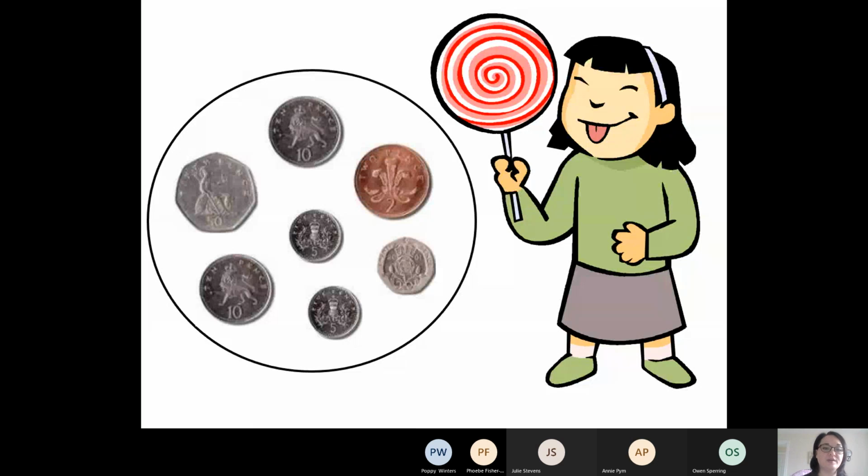And we talked about the 3 coins that she should pick if she wants to have as many sweets as she possibly can. She should pick that 50p because it's worth the most amount of money, the 20 pence because that's the next most, and then the 10 pence. 50 and 20 I know is 70, and 70 and 10 I know is 80. So she has 80 pence there to spend on sweets. I just hope she doesn't eat them all at once.